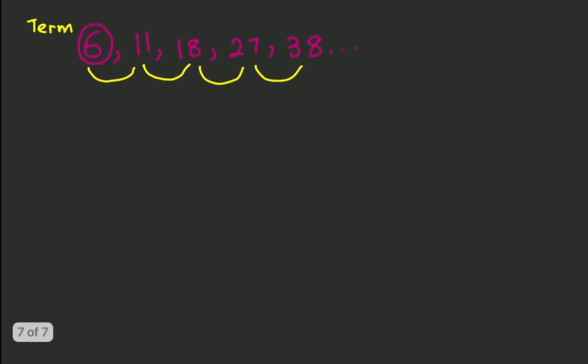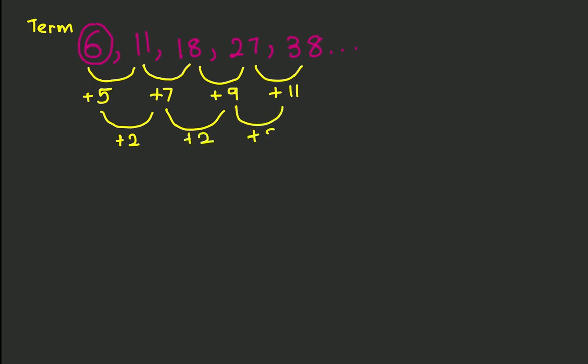Now let's get the difference between each term respectively. So 6 to 11 is plus 5, 11 to 18 is plus 7, 18 to 27 is plus 9, and 27 to 38 is plus 11. As you can see here, the differences between each term are not constant. So therefore, we create a second difference. That is 5 to 7 is plus 2, 7 to 9 is plus 2, and 9 to 11 is plus 2. So now we have a constant second difference.